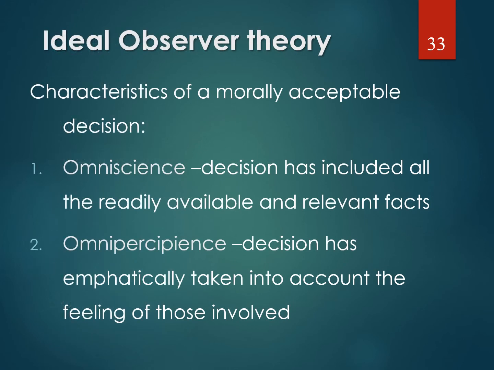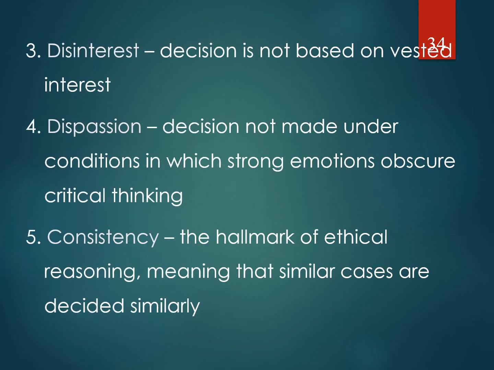Okay, the ideal observer theory says that these are the characteristics of a morally acceptable decision. Omniscience: the decision has included all the readily available and relevant facts. Omnipercipience: the decision has empathically taken into account the feelings of those involved. Disinterest: the decision is not based on vested interests. Dispassion: the decision is not made under conditions in which a strong emotion obscures critical thinking. And consistency, the hallmark of ethical reasoning, meaning that similar cases are decided similarly.